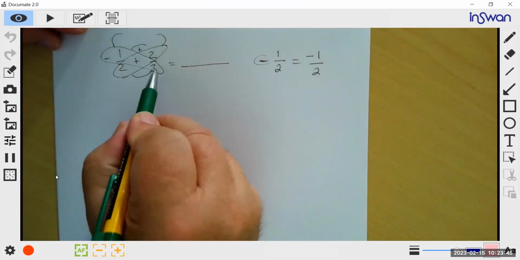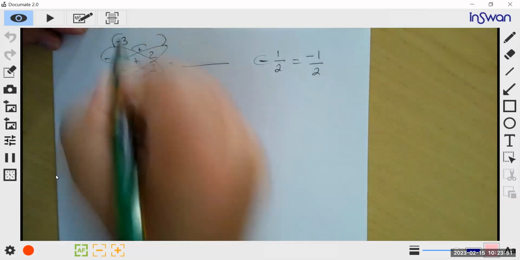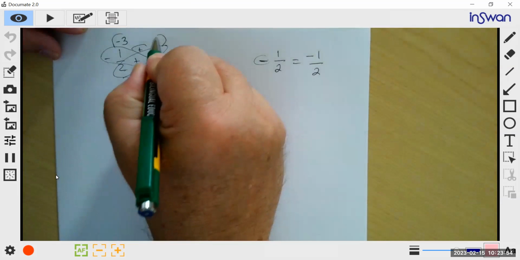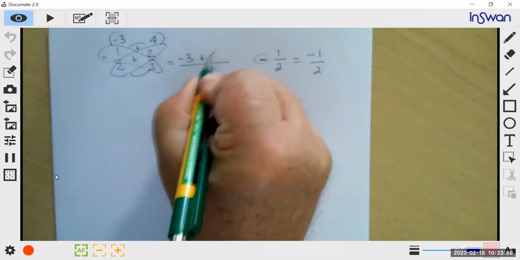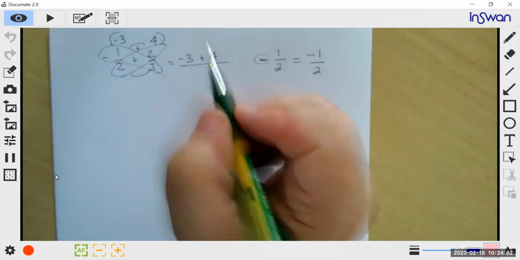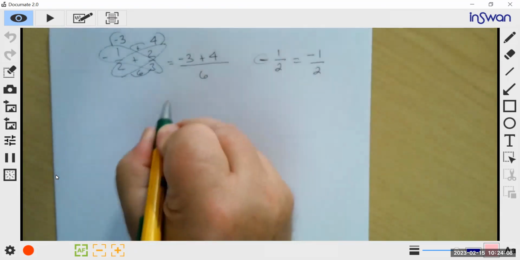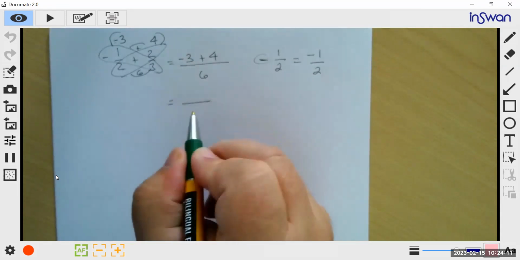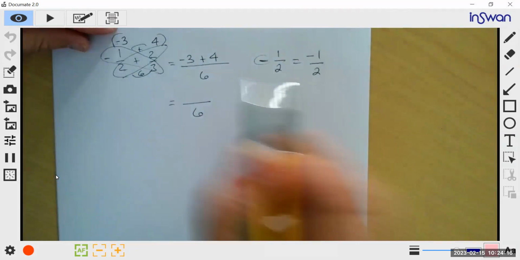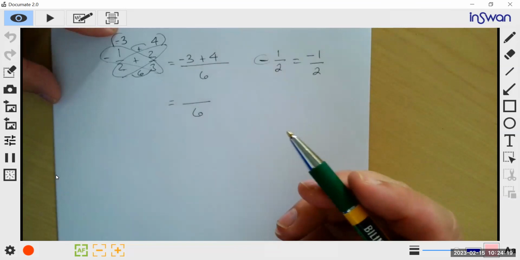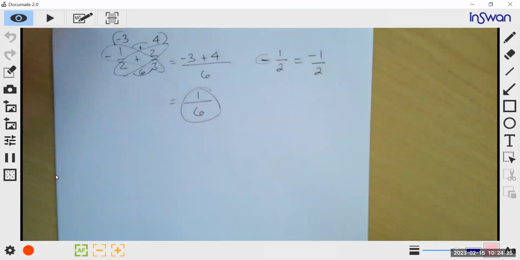Multiply. 3 times -1 is -3. 2 times 2 is 4. So on top we have -3 plus 4. On the bottom we have 2 times 3, which is 6. So -3 plus 4, is it positive or negative? 4 minus 3 is 1, there's your answer.